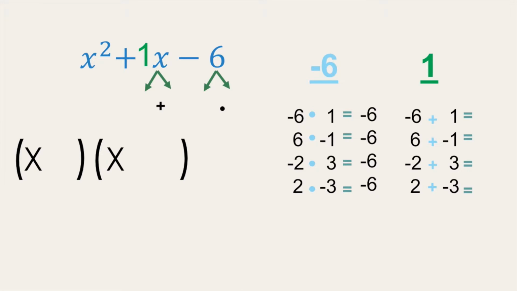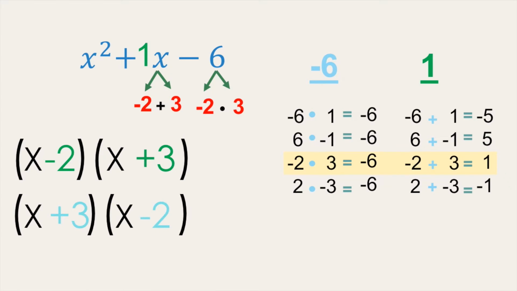Let's start off with negative 6 plus 1. We get negative 5. 6 plus negative 1 gives us positive 5. Negative 2 plus 3 gives us a positive 1, and 2 plus negative 3 gives us a negative 1. So the set of numbers that multiply to give us negative 6 and add to give us positive 1 would be negative 2 and positive 3. So negative 2 times positive 3 multiplies to give us negative 6 and also adds to give us positive 1. So those numbers can be put into our product of binomials.